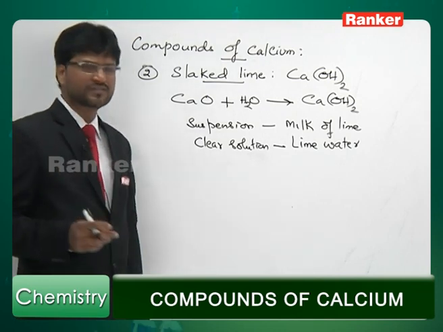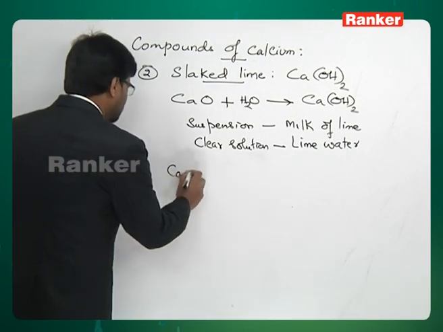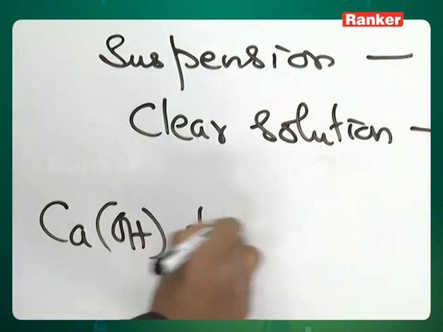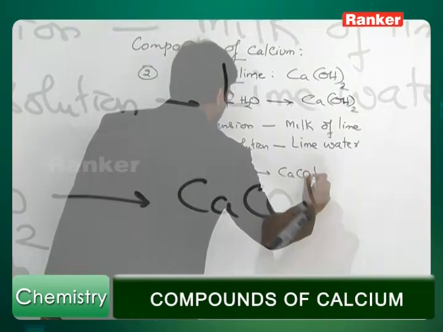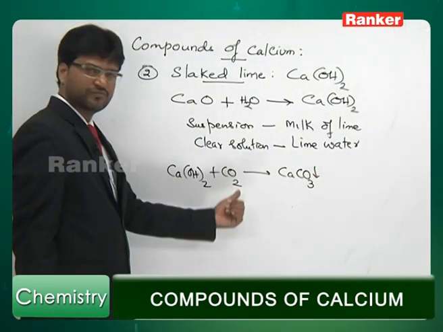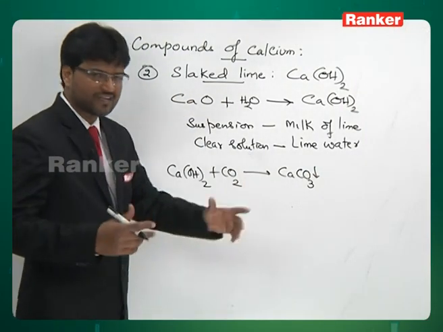The reaction involved is Ca(OH)2 reacts with carbon dioxide. You get a white precipitate due to formation of calcium carbonate. Of course, water is formed. So you get a white precipitate due to calcium carbonate.